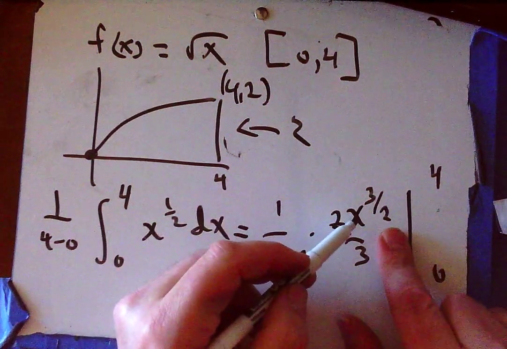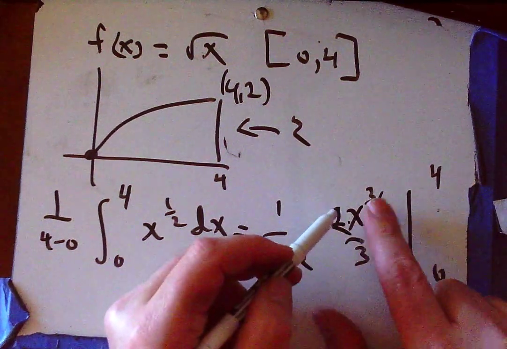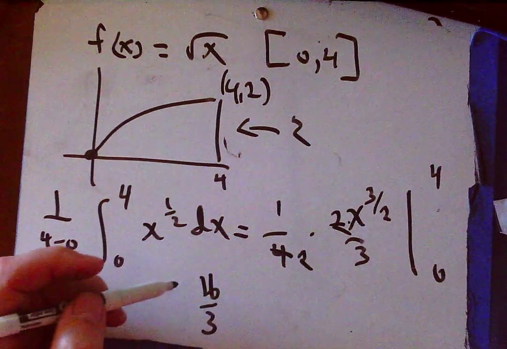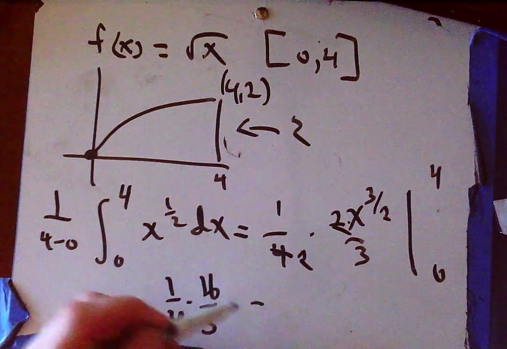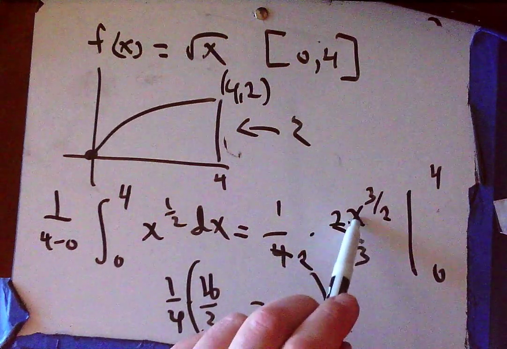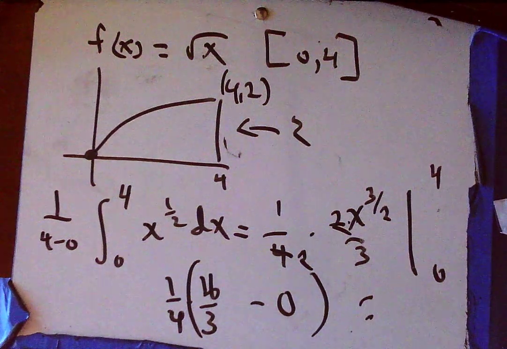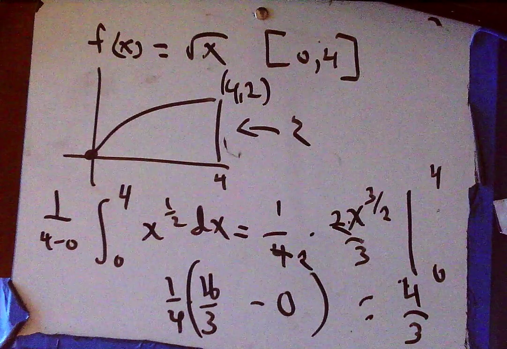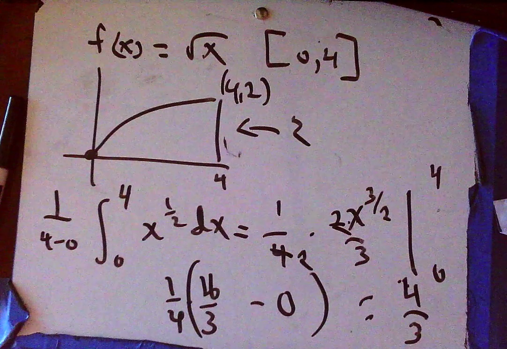So this is the square root of that number. Square root of 4 is 2, 2 to the third is 8, 8 times 2 is 16 thirds. Don't forget you've got that 1/4 in front. We still need to consider what happens when we put the 0 in. Well, if I plug a 0 in there, I'm getting 0 times 1/4. So I think 4 thirds is my answer to what's the average value.